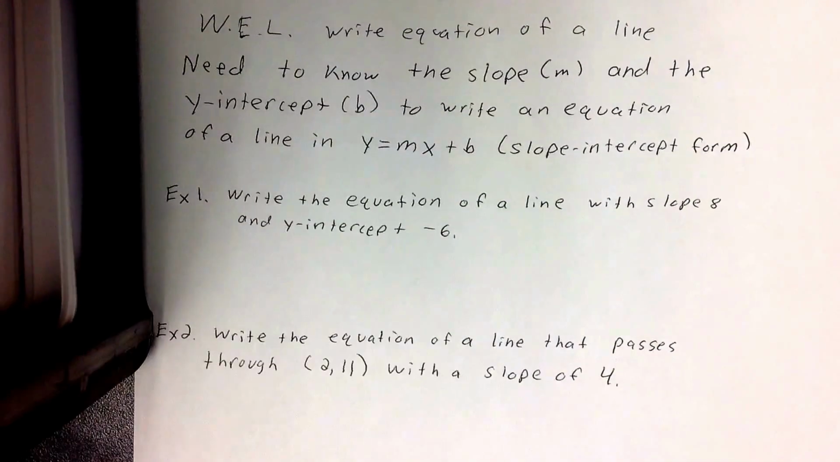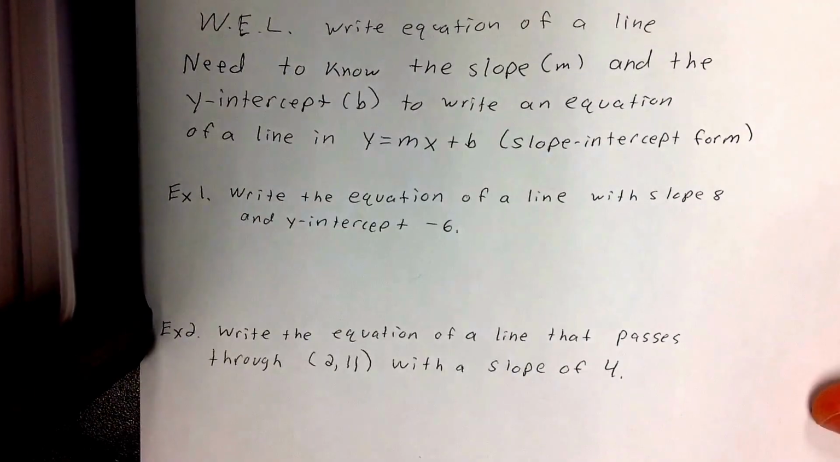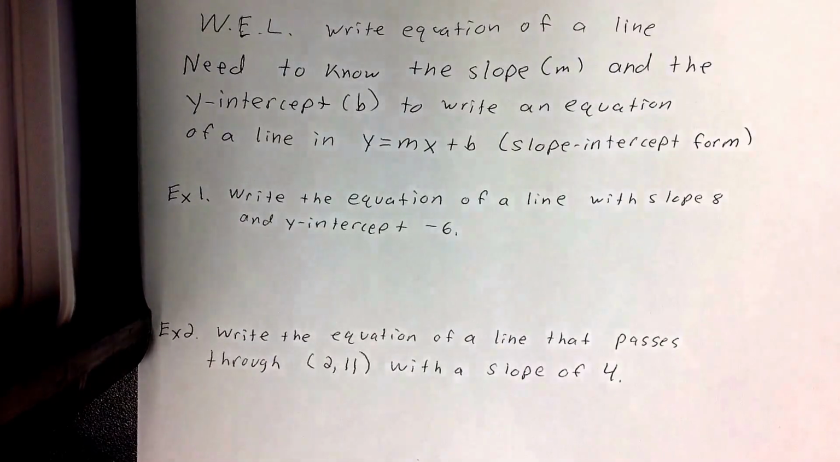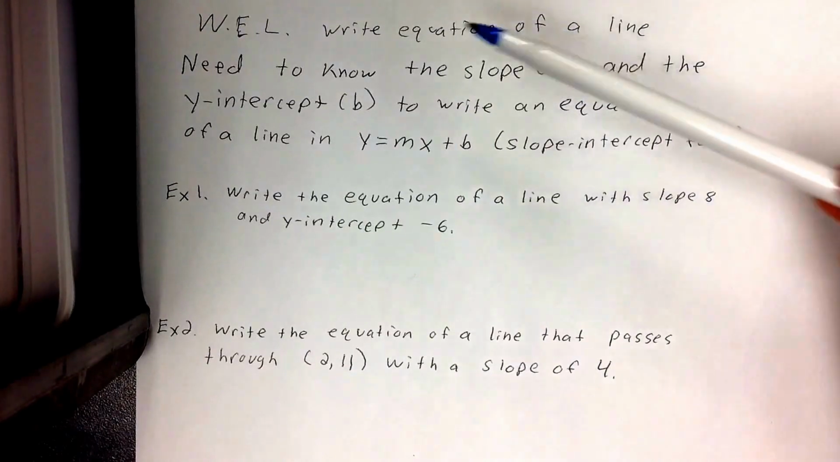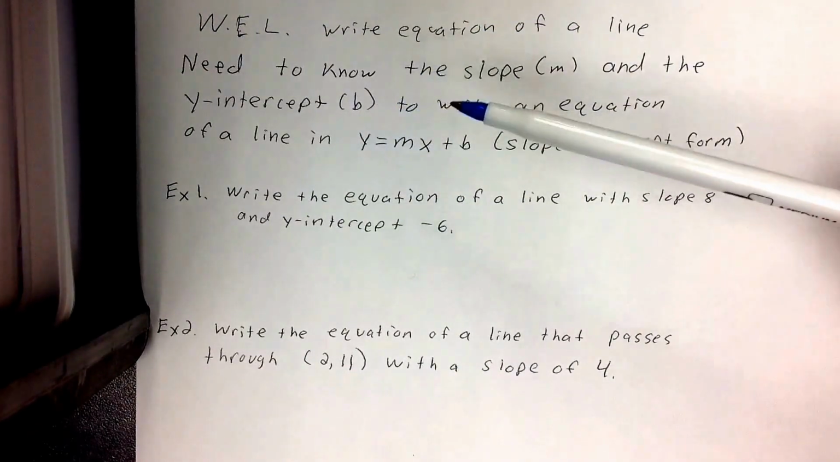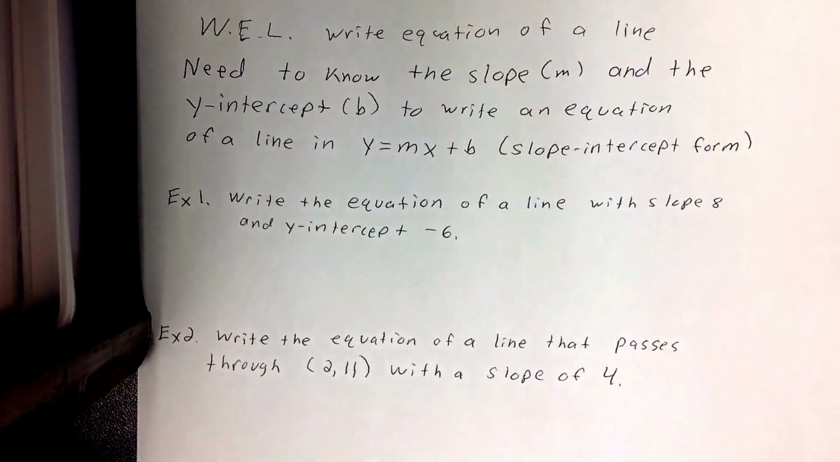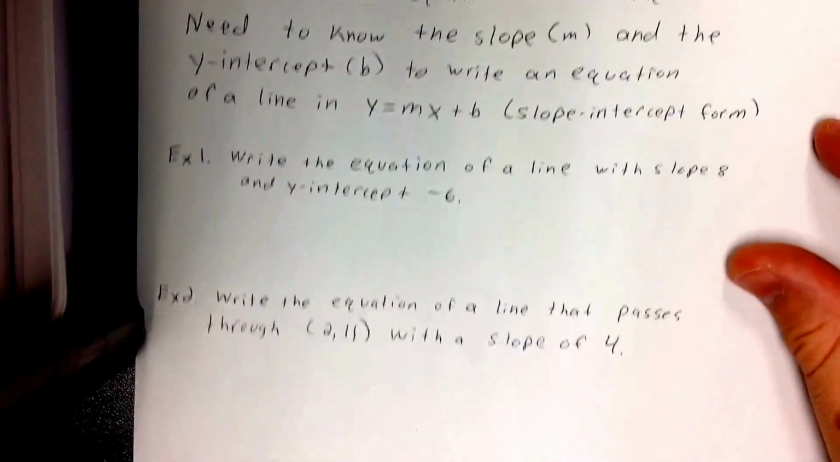Okay, we're going to talk about writing equations of a line. There's basically three different types of questions they can give you here. And what we need to know to write the equation is the slope, which is m, and the y-intercept, which is b, and so we can write it in y equals mx plus b, or slope-intercept form.